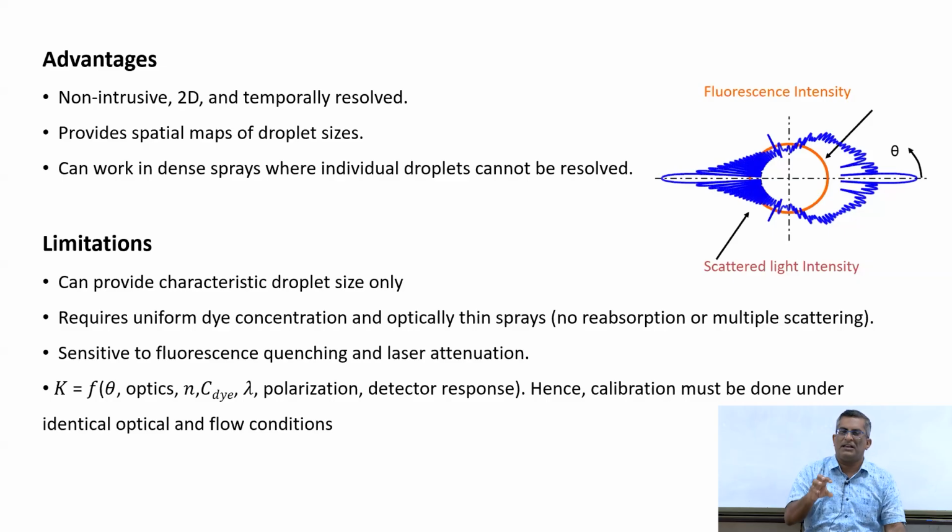Especially if there is a large droplet in any LIF technique, even in the previous planar LIF that we discussed, we have seen that past a large droplet, you can see a shadow of light, and that is because the light is being absorbed by the droplet, because you have added a fluorescence dye.